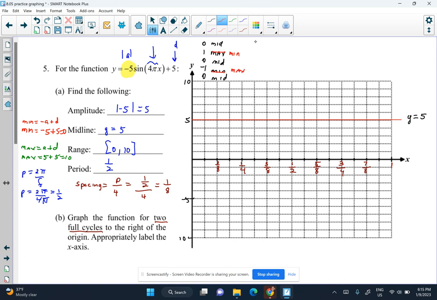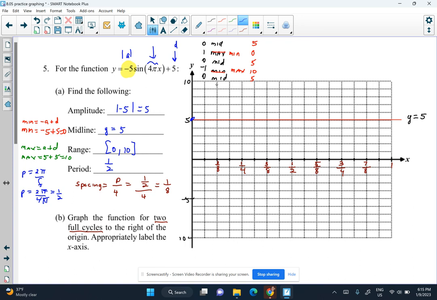So the pattern that you're going to graph are the critical y values: 5, the minimum value of 0, back to the midline, back to the maximum value of 10, back to the midline. I'm going to graph in blue.